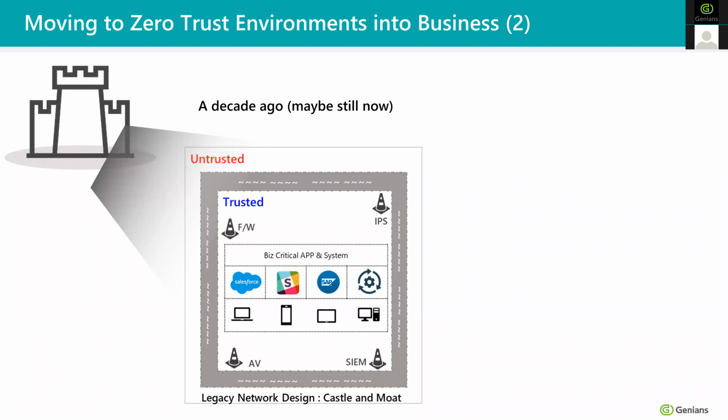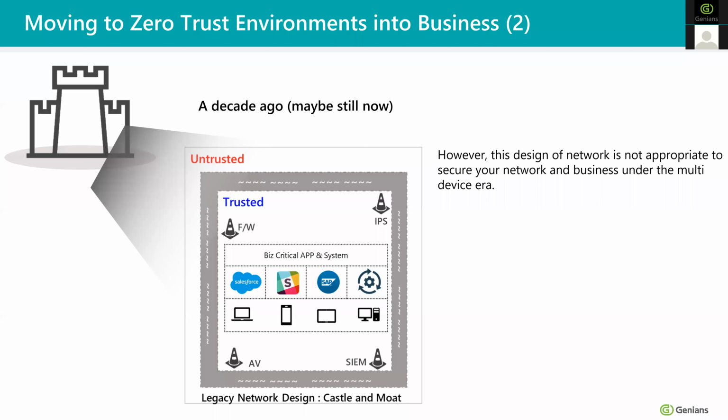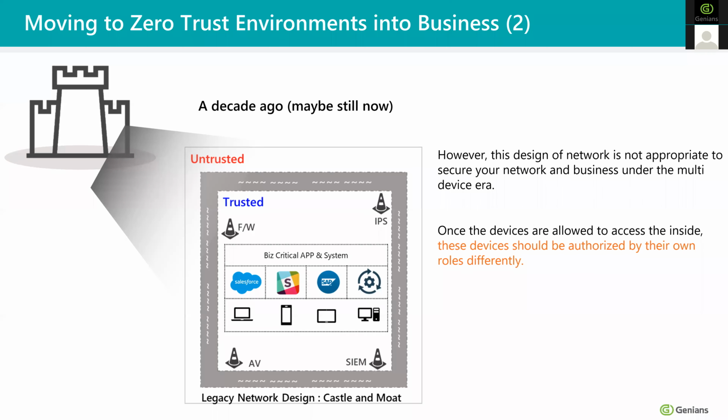Under BYOD, with over 1,000 multiple devices accessing the network, this castle and moat network design is very easily exposed to both internal and external threats. To improve it, the device should be authorized by its role when it attempts to get inside. It means that only authorized devices should access the right place, a specific application, data or system, with limited privilege or security level.